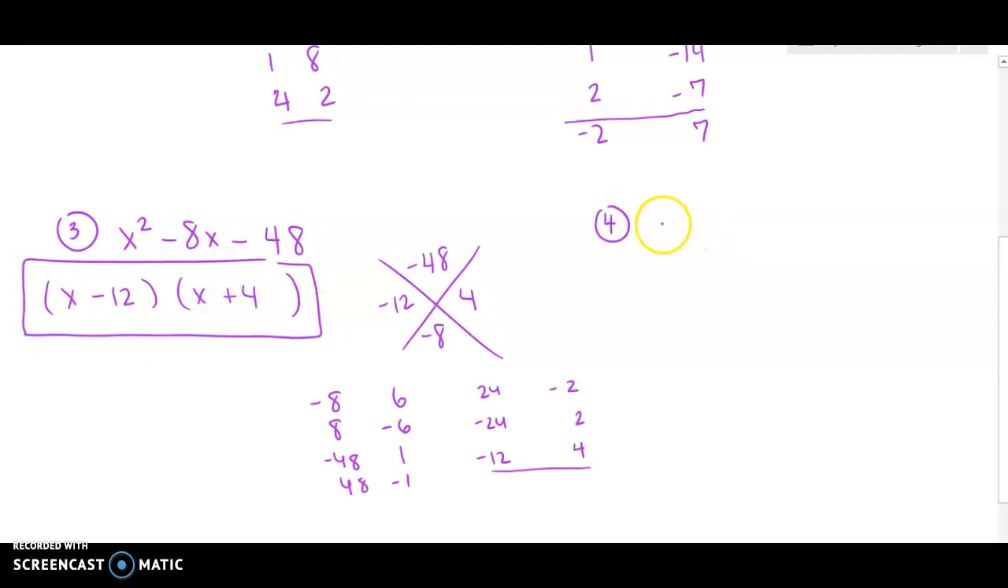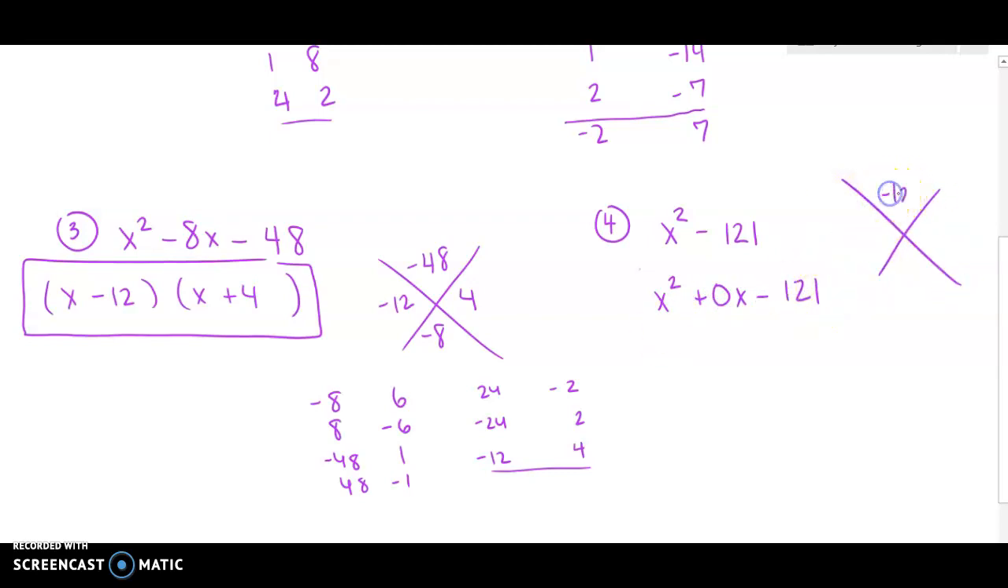Let's say that you have something like this. You have x squared minus 121. This one you'll notice is missing an x. You can always rewrite it so that there's a 0x if the x is missing. We're going to do our box problem.